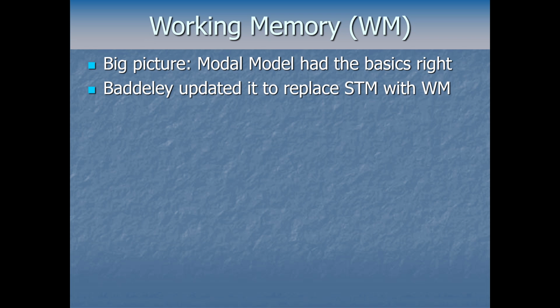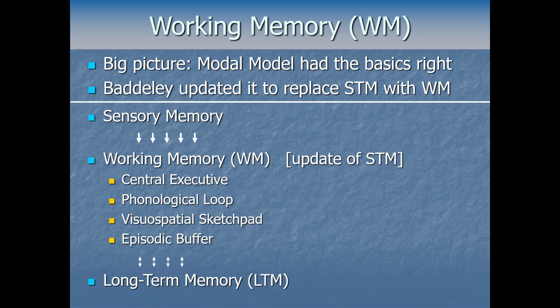So Baddeley updated it to replace the short-term memory part, the simple storage box in the middle, with a much more dynamic and multi-component version that we call working memory. So now our more complete modal model would look something a little more like this. Sensory memory very, very briefly stores everything that hits our senses. But as we saw, only bits of that, the bits we attend to, get transferred on to working memory, which itself has a central executive controlling some subsystems, and those in turn interact with long-term memory, both encoding information into it and retrieving information out of it. So it's just an updated modal model.